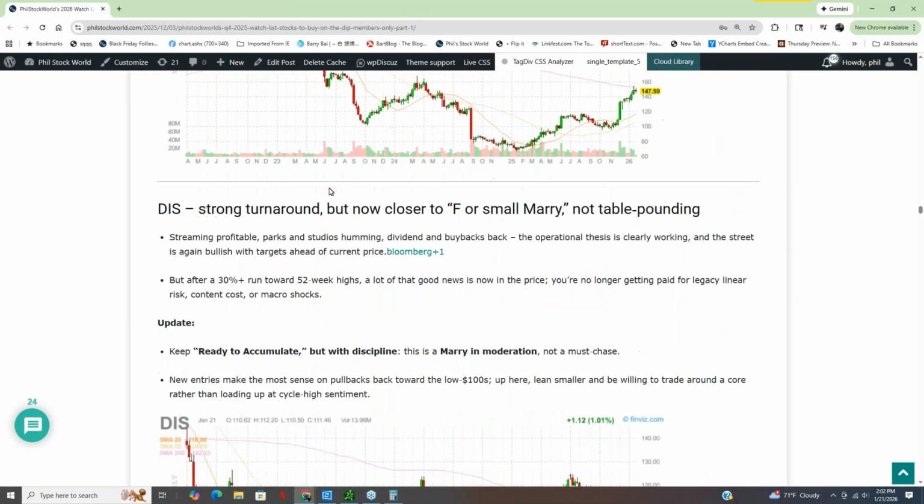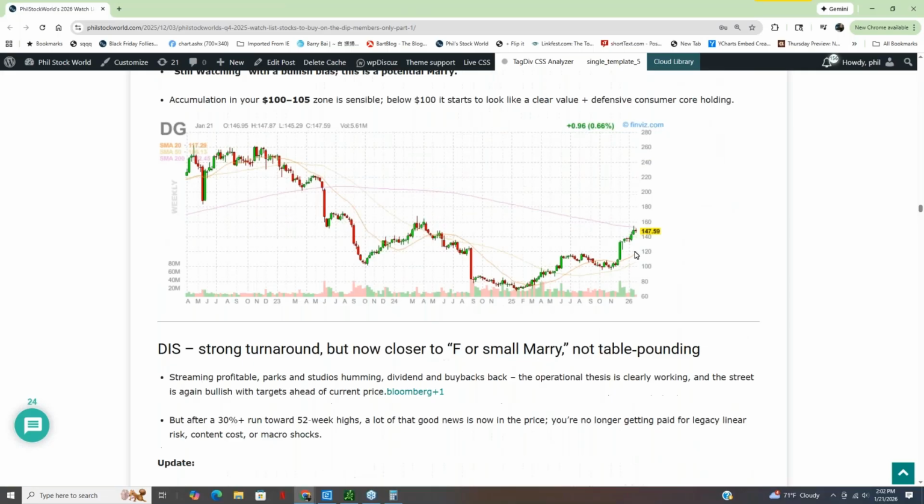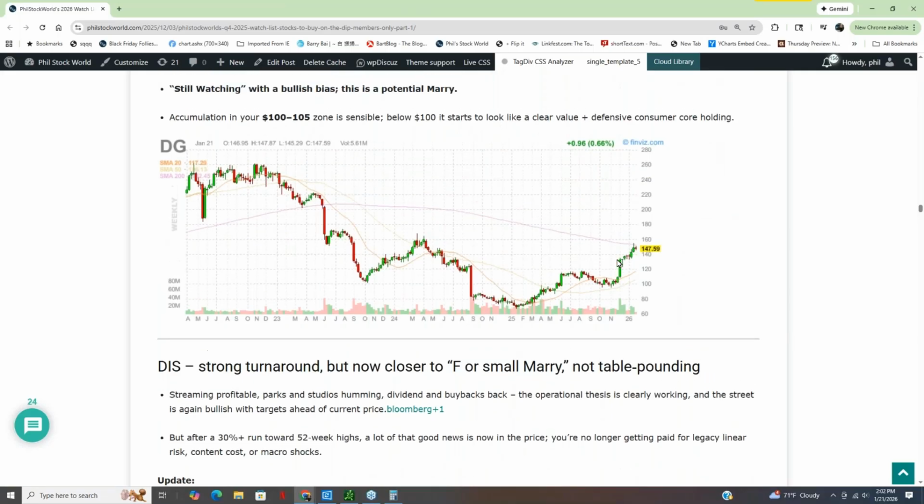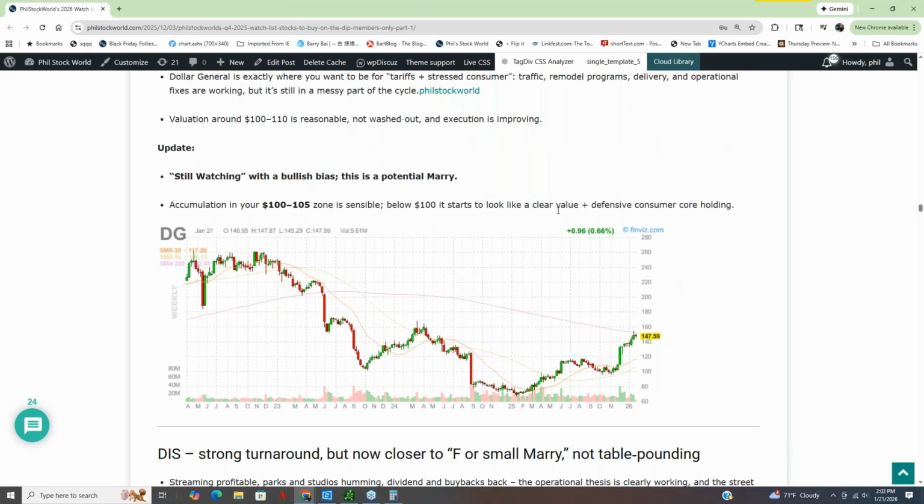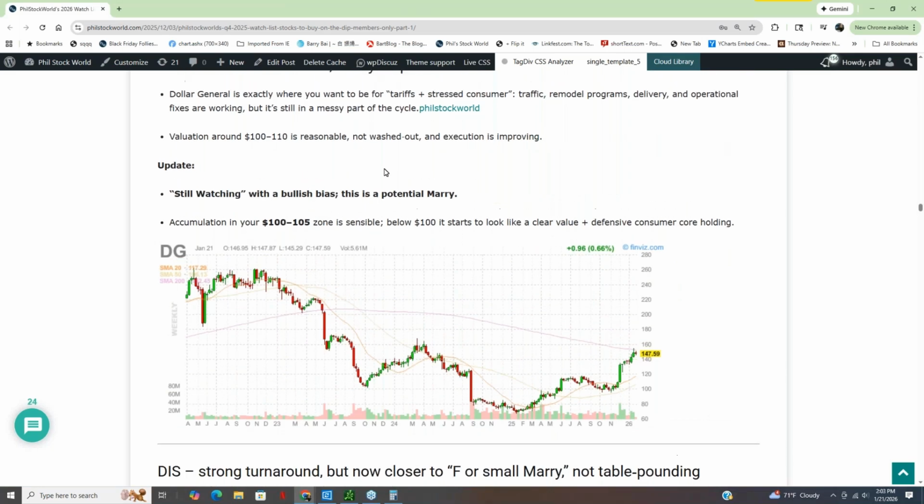Dollar General, they jumped up a lot. Actually, they jumped up an incredible amount because we picked them down around 100. Yeah, accumulation in the 100 to 105 zone. Below 100, it's a clear value, and then they went flying up.